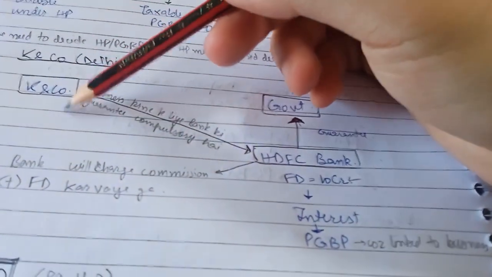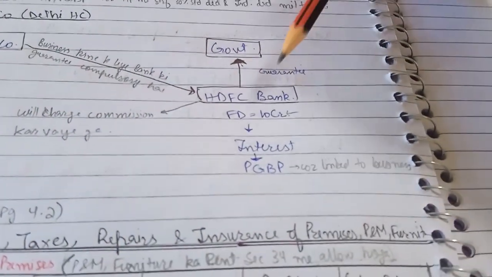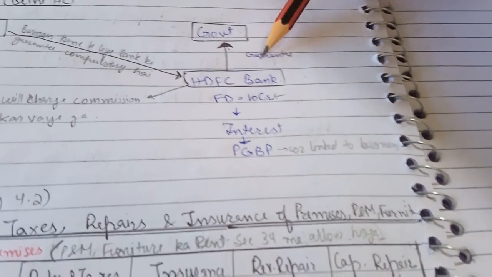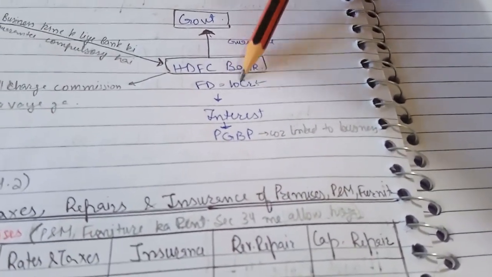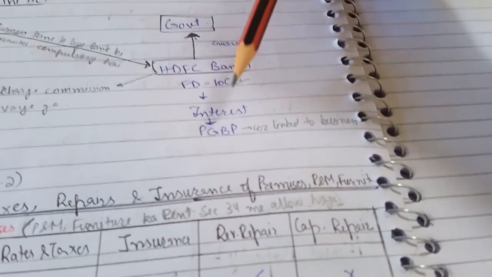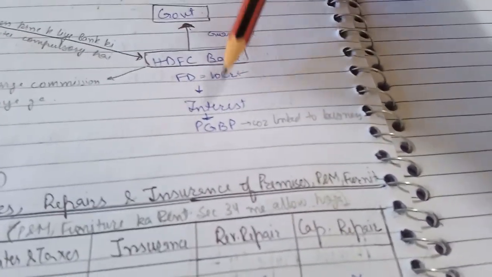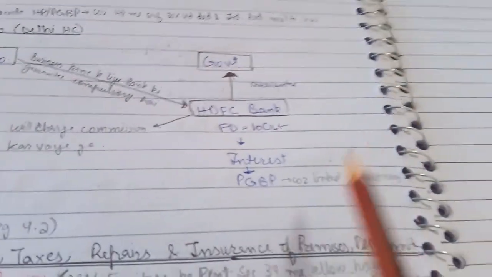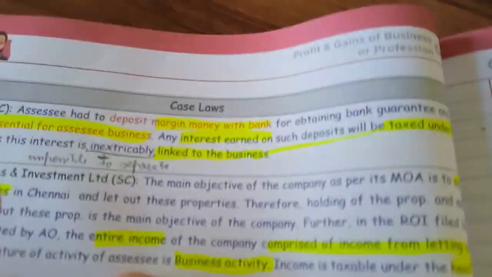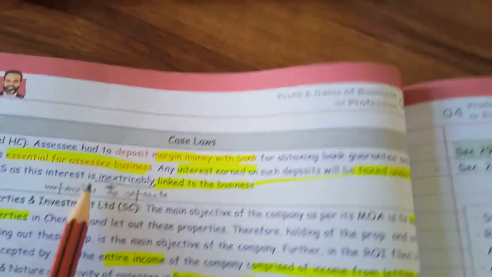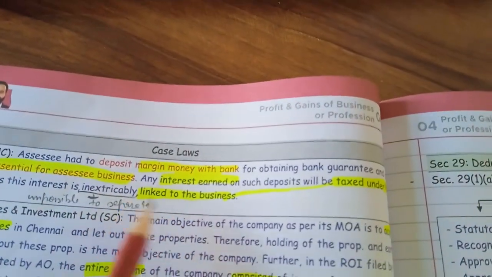So K and Company, for the purpose of running business, they had to get a guarantee from the bank, and for obtaining the guarantee of the bank, they had to make a fixed deposit with the bank. So the interest on this fixed deposit will not be treated under IFOS, and it will go under the head PGBP because it's linked directly to the business, or in the words of the court, it is inextricably linked to the business, means it's impossible to separate from the business.